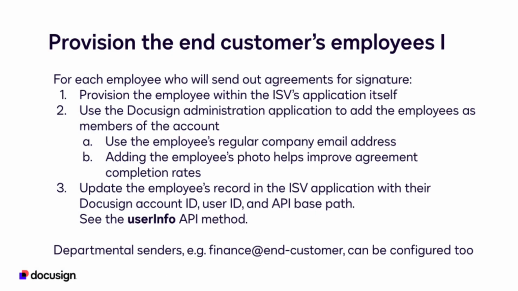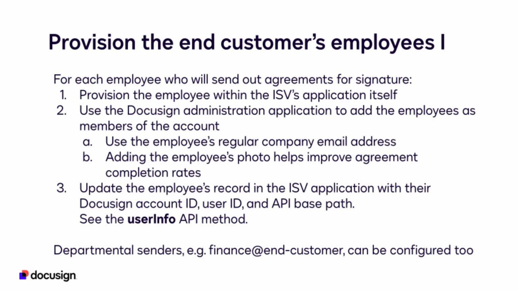Next, for each end customer employee who will send agreements, number 1, provision the end customer employee as a user within your own application. Number 2, use the Docusign administration app to add the end customer's employee to their eSign account. Each user is configured with their name and their business email. Adding the employee's photo is a very good idea if you can. Agreements are signed faster when the signing request email includes a photo.